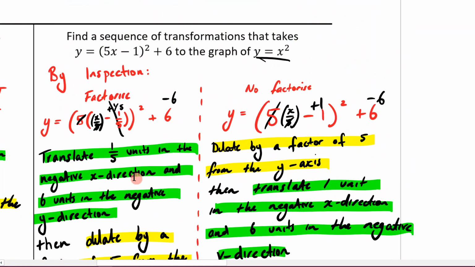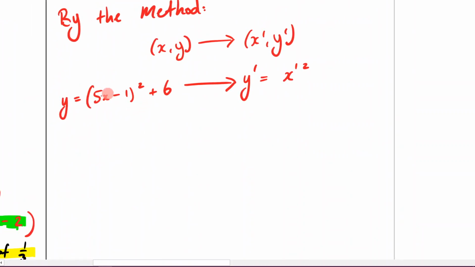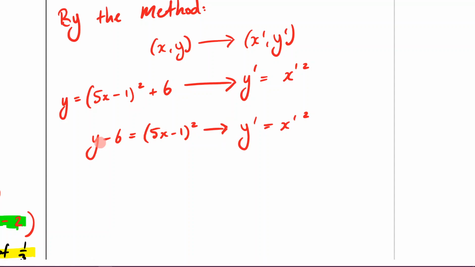I'm so paranoid, I'm just going to check one more time. Yeah, that's correct. The next thing that I do is I rearrange this. So I'm going to get y minus 6 is equal to 5x minus 1 squared. And then on this side, I have y dash is equal to x dash squared. Perfect. Then the next thing that I do is I equate. So this is equated with that. And then this is equated with that.